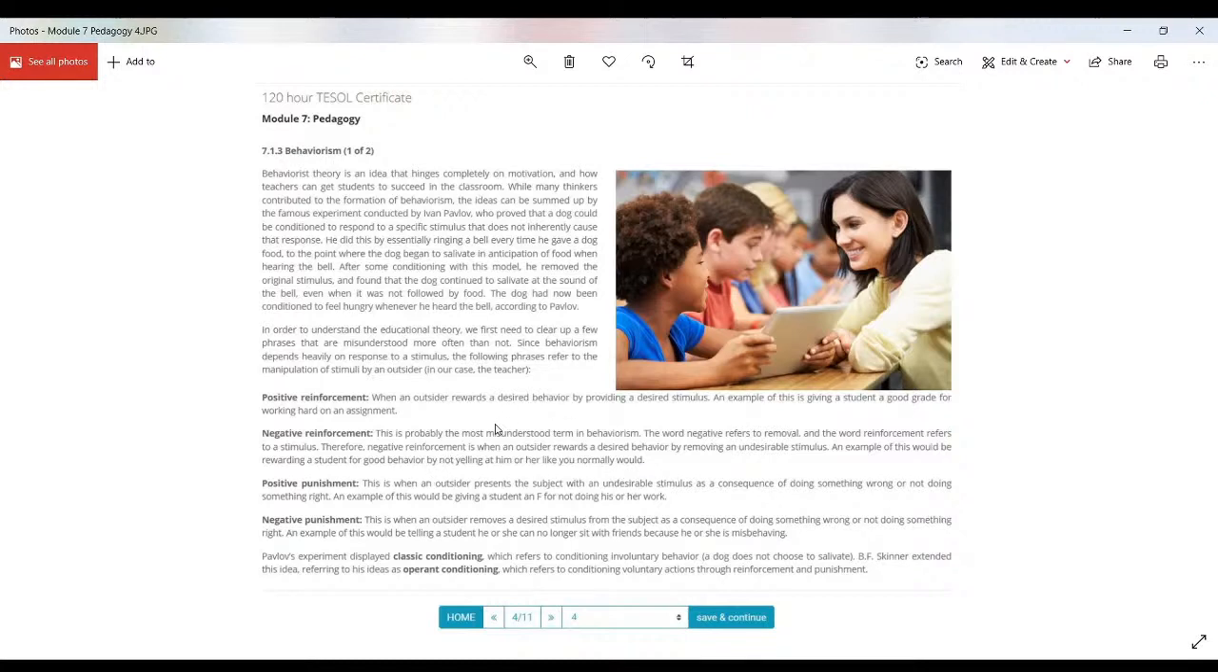Why is this misunderstood? Because the word negative refers to removal and the word reinforcement refers to stimulus. Therefore, negative reinforcement is when an outsider rewards a desired behavior by removing an undesirable stimulus. An example of this would be rewarding a student for good behavior by not yelling at him or her like you normally would.